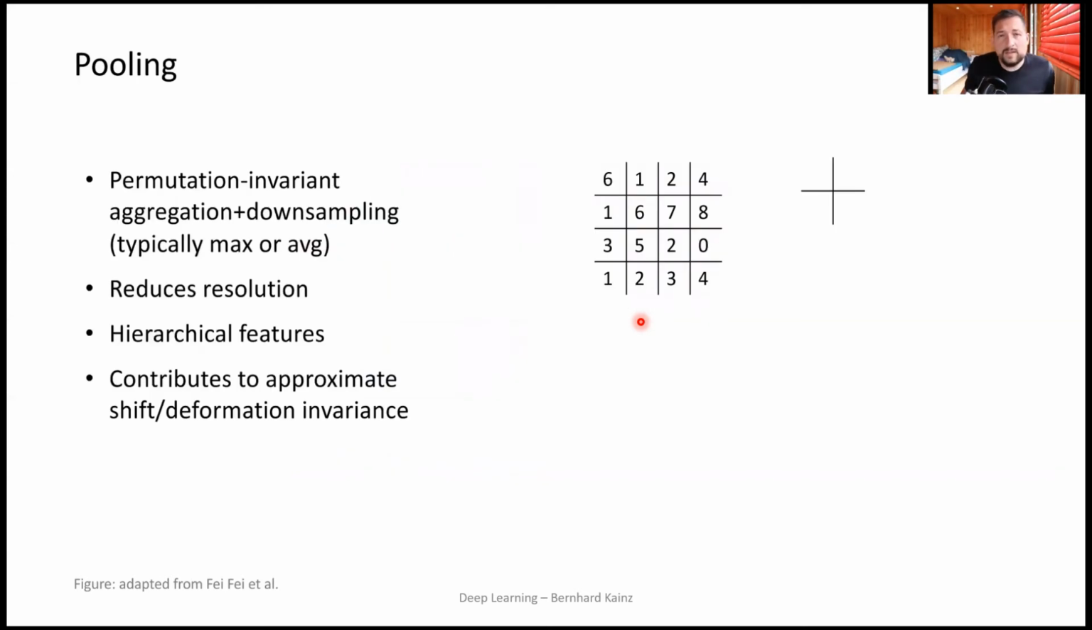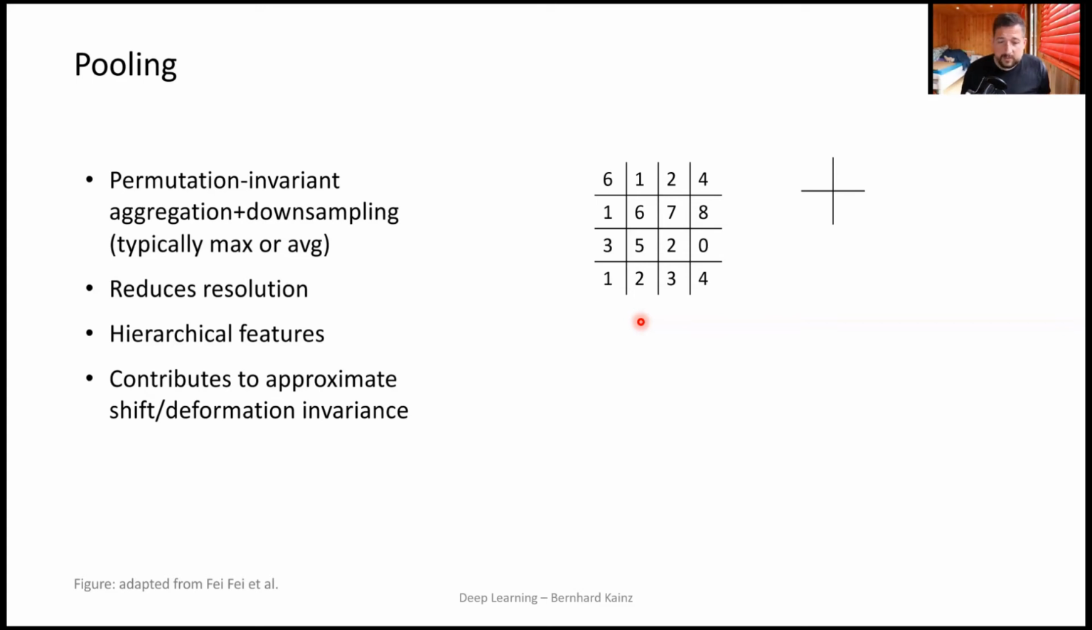Now, one additional thing we do in CNNs is pooling, and pooling basically is a permutation invariant aggregation and downsampling. And very typically we use max pooling, sometimes average pooling. Max pooling is the more common one, and the only purpose for it is to A, introduce some local shift invariance, and B, to reduce the dimensionality of my input size.